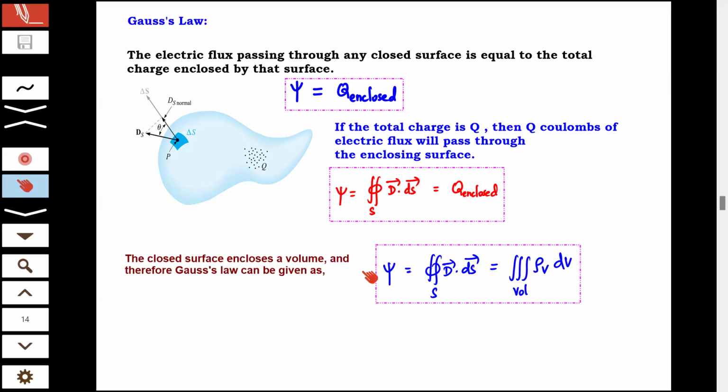We can now prove this mathematical form of Gauss' law by taking a known value of flux density due to a specific charge distribution, performing the integration of the integrand, which is the dot product of D and ds. Thereby, we have to get the value equal to the total charge enclosed. Thus, we can prove this mathematical form of Gauss' law.